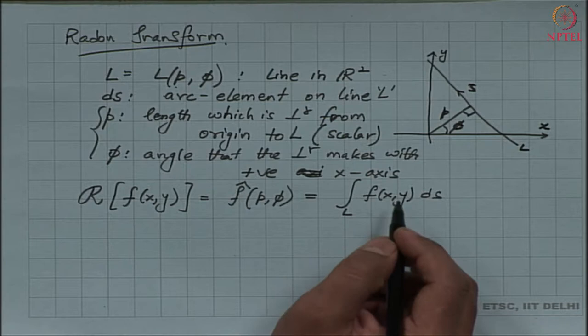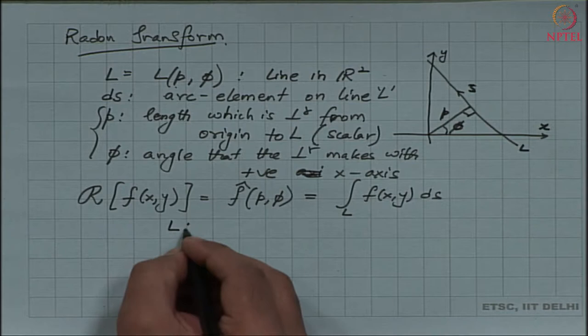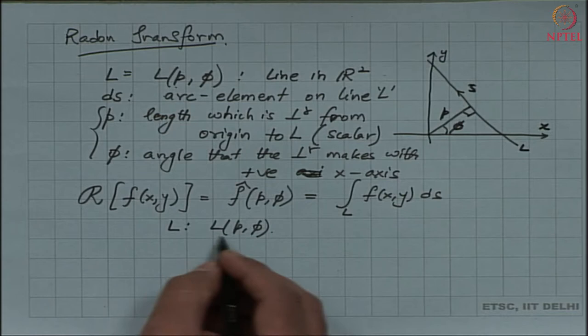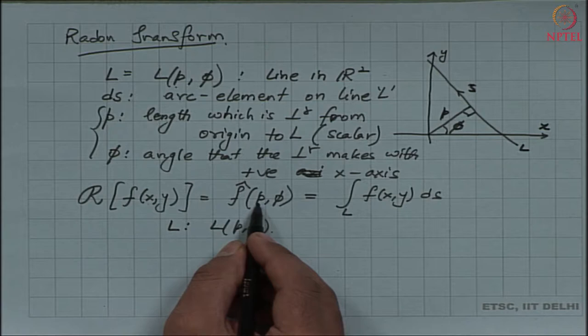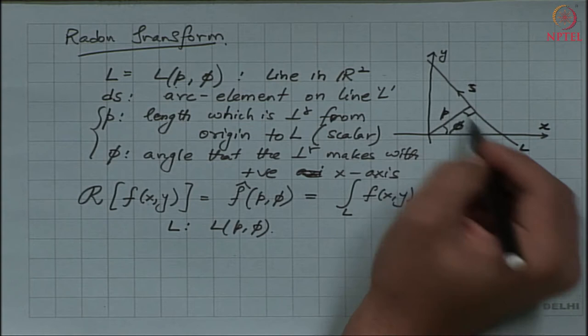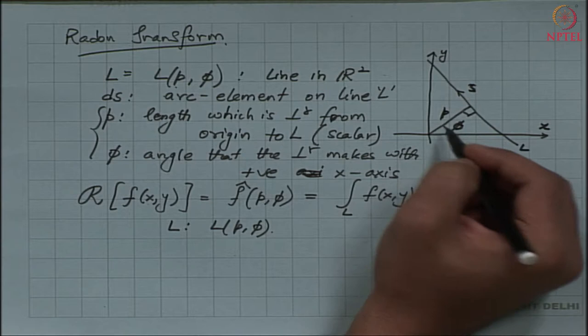So, notice that I am going to choose my line L. So, my line L is of course defined by L of p comma phi. So now, instead of working with x, y, in my transformed plane, I am working with quantities p and phi. So which means that in the Cartesian frame, I had two independent quantities x and y. Now, similarly, in the Radon transformed plane, I must have two quantities. Well, one of course is the angle, the other is p.